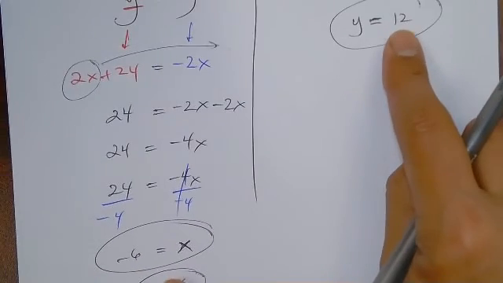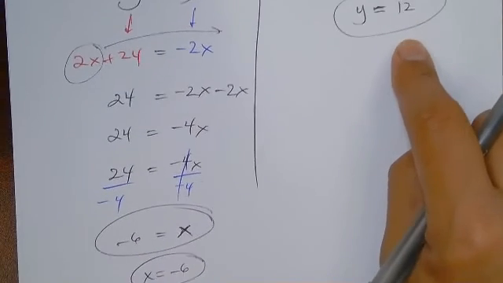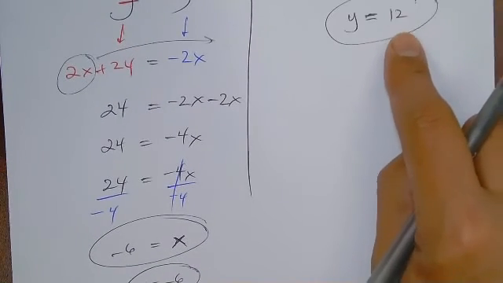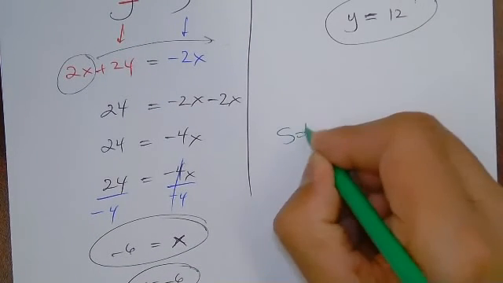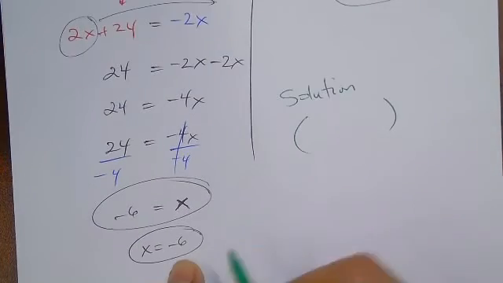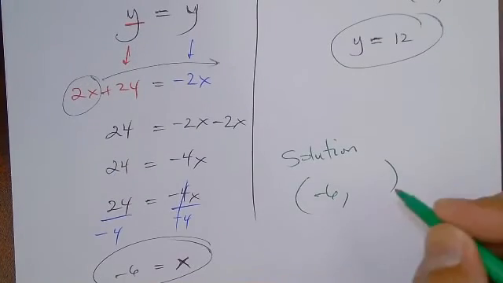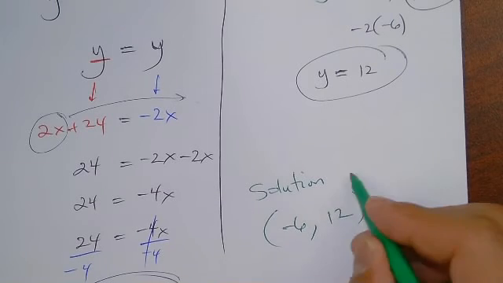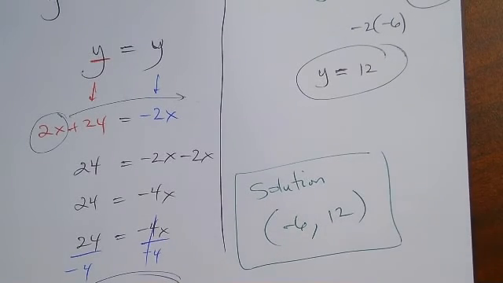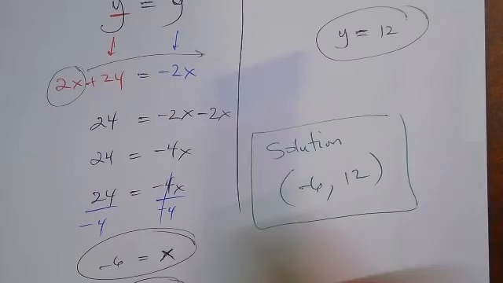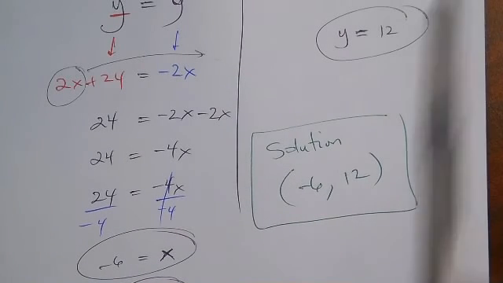I have them now. Remember, write your answer as a solution. Remember, the solution represents where these two lines intersect. And make sure you write it correctly. The solution, remember, x is first, then y. So negative 6 for the x coordinate, and y is 12. So this is the solution. Okay, one more like this, pretty easy. One more and then that's it.